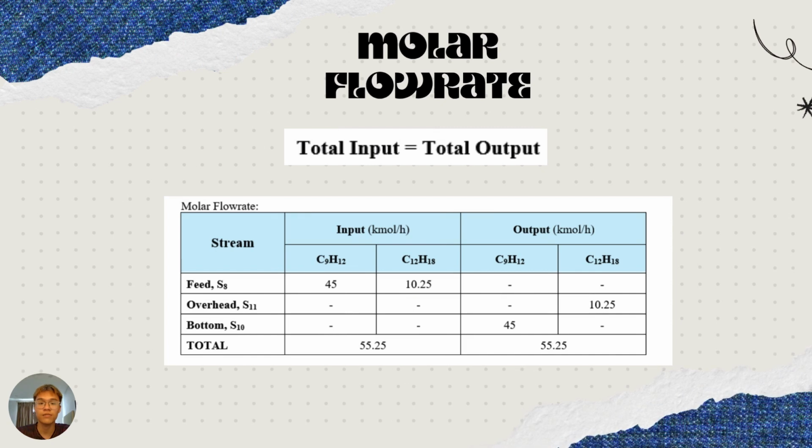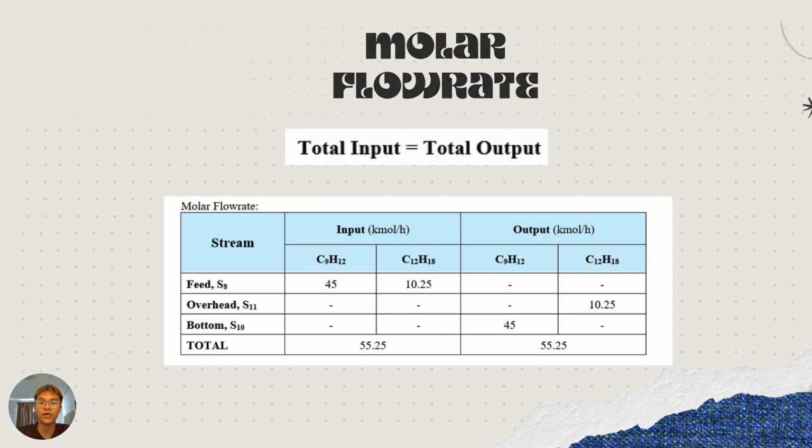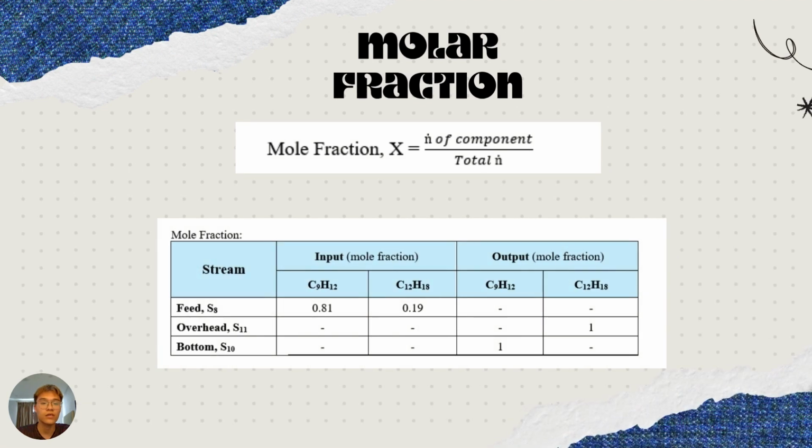Next is the molar flow rate. Using the mass balance, we determine the molar flow rate of each stream, where the total input and total output remain 55.25 kmol per hour. So next, the mole fraction represents the composition of each component. The feed contains about 0.81 cumin and 0.19 DIPB, while the products are separated into different streams.